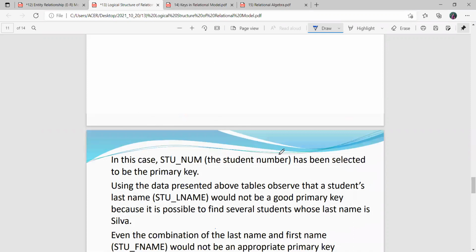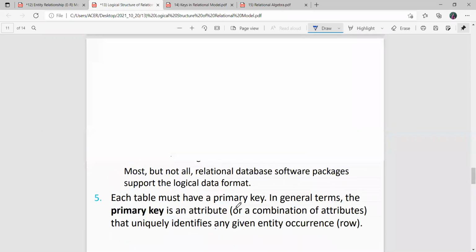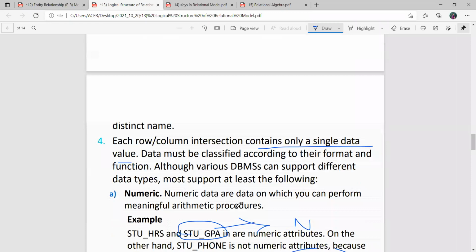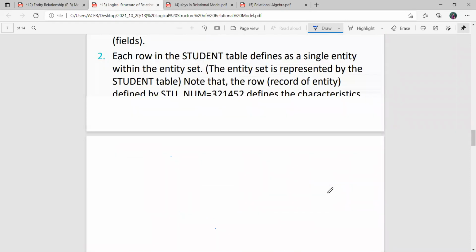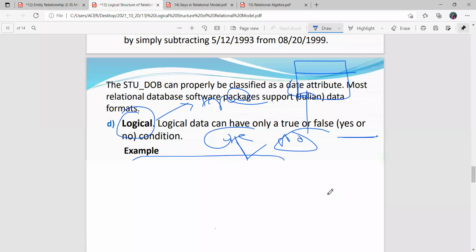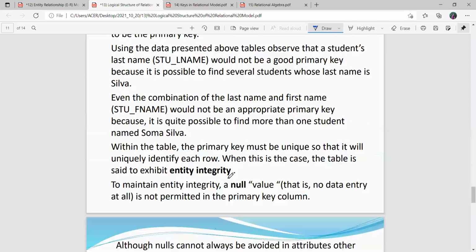This is a key which is used to identify each and every record, so it is needed. When we consider a primary key, no duplicate values can be available. Then let's discuss entity integrity. Entity integrity describes the primary keys. The primary key must be unique and it will uniquely identify each row.